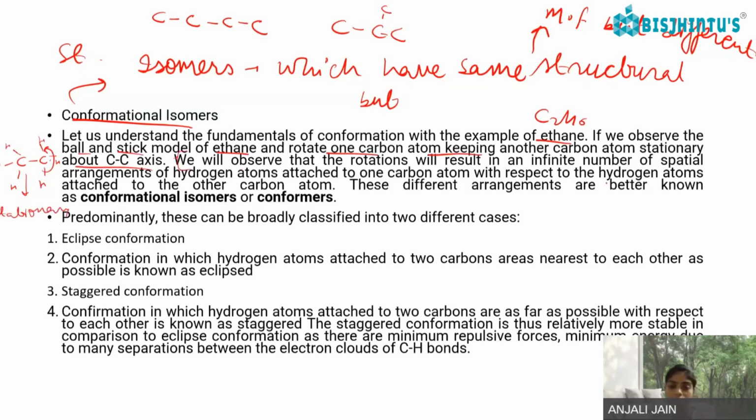We will observe that the rotation will result in an infinite number of spatial arrangements, at each and every position, of the hydrogen atoms attached to one carbon with respect to the hydrogen atoms attached to the other carbon. These are stationary, and this carbon is rotating. These different arrangements are better known as conformational isomers or conformers. Predominantly, these can be broadly classified into two types: eclipsed conformation and staggered conformation.